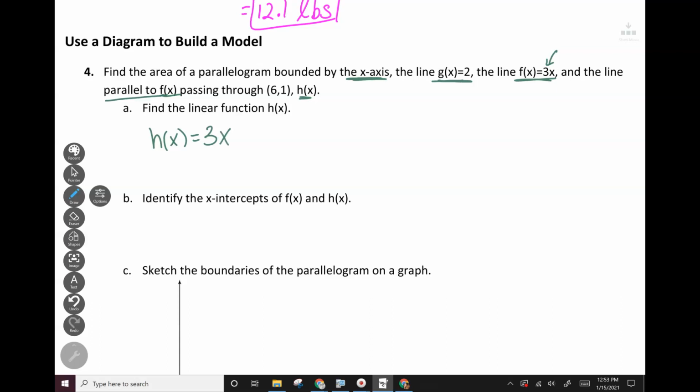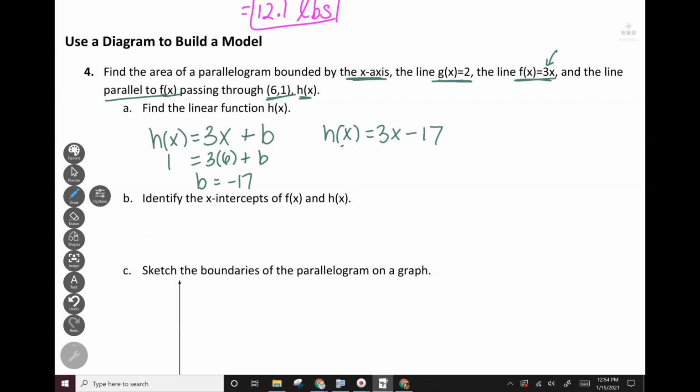Okay, and then we don't know what the y-intercept is, but we do know that it passes through (6, 1). So what you could do is plug in that point, 1 for h, the output, and 6 for x, and then you can solve for b. So 1 minus 18 is negative 17. So the y-intercept there should be negative 17. So h of x equals 3x minus 17.